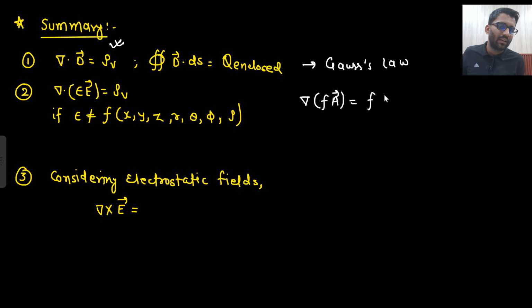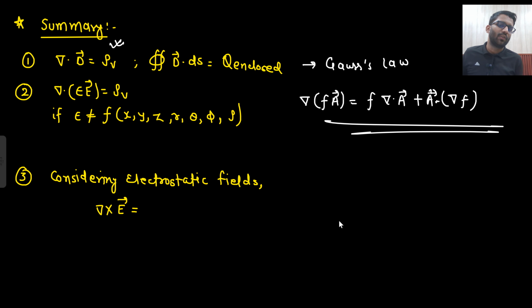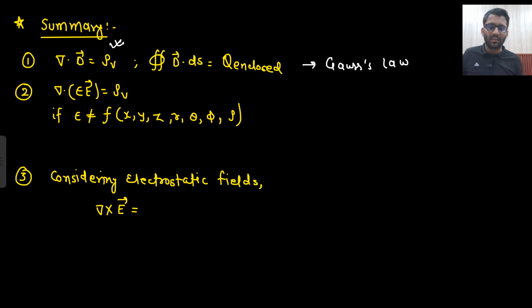What was the formula? del dot (F A) as it is, A dot del F, and then in between there is a dot. So this was the formula. I hope you remember it. We are going to use it somewhere. That's why I wrote that formula.